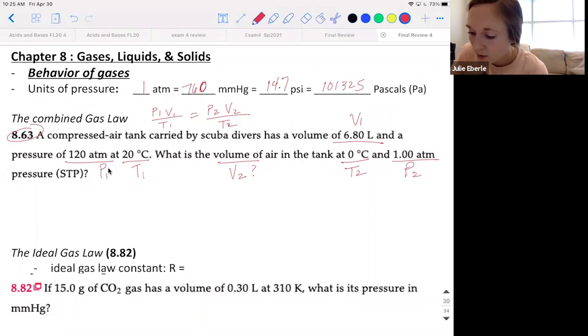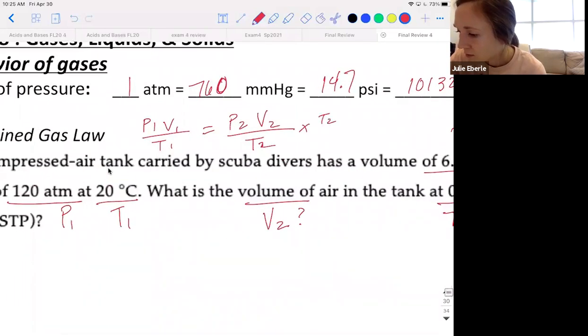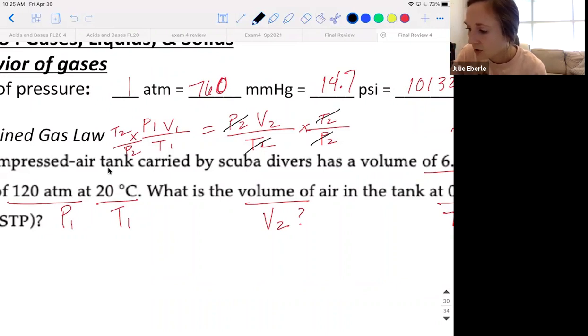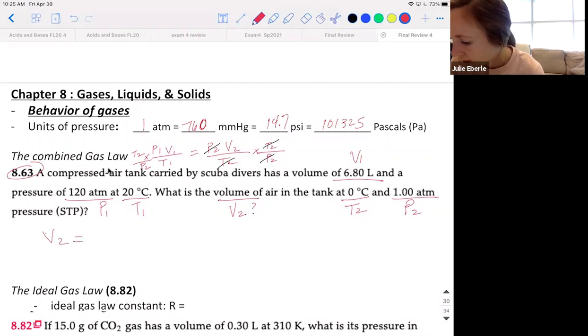So first I'm going to rearrange the equation. I'm going to multiply by T2 on both sides, and cross divide by P2 to move that over. So P2 on top, P2 on bottom, it cancels, and the second temperature also cancels on the right side. So now V2 is going to equal T2 times P1 times V1 divided by P2 times T1.